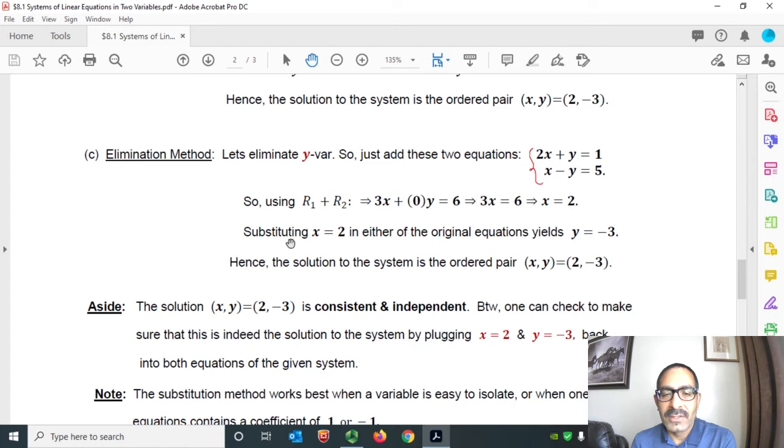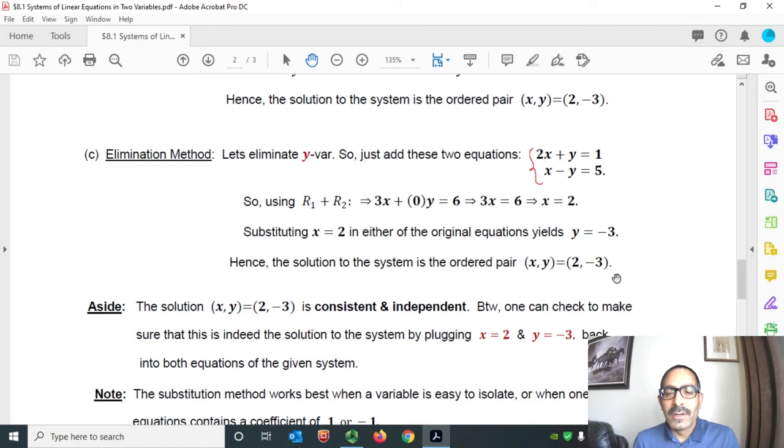Next, substitute x equals 2 in either of the original equations to get y equals minus 3. If you put x equals 2, let's say in the second equation, then 2 minus y equals 5. Take y to the right, take 5 to the left, then 2 minus 5 is minus 3, y equals minus 3. Hence, the solution of the system is the ordered pair 2, minus 3.